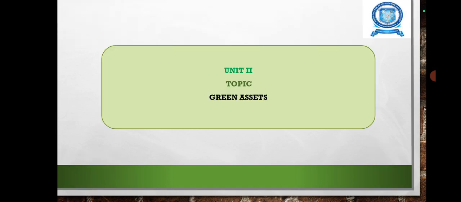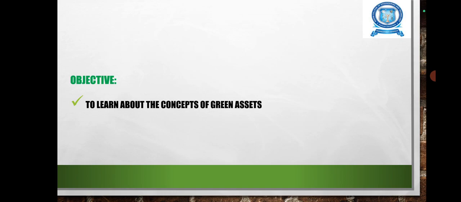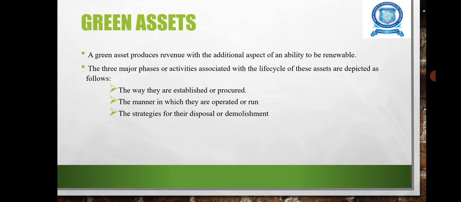Unit 2. Topic: Green Assets. Objective: to learn about the concepts of green assets. A green asset produces revenue with the additional aspect of an ability to be renewable, for example, solar energy. Green assets also include the infrastructure that is used for the long-term approach to managing the carbon performance of the organization.